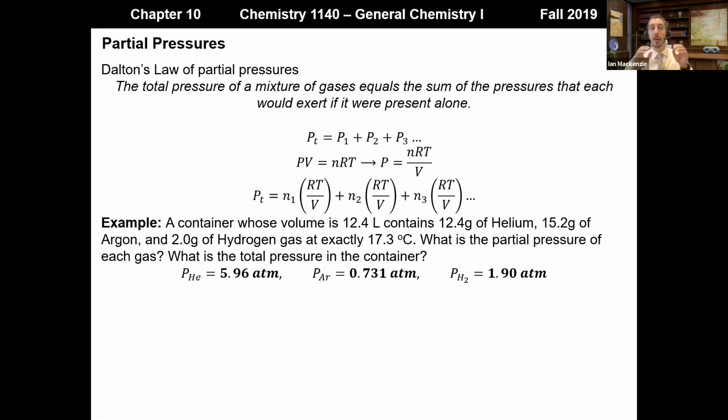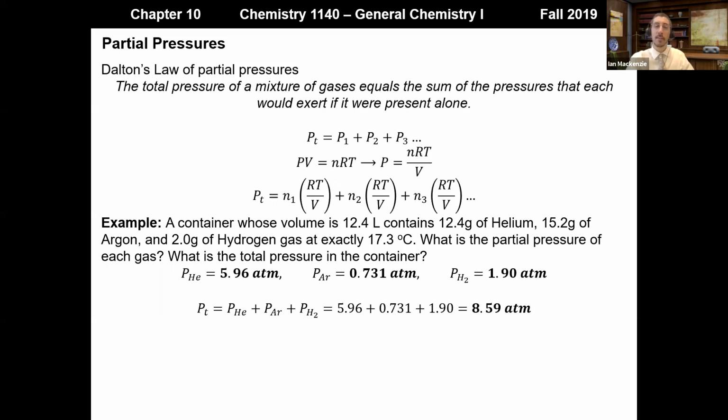So now we have figured out the partial pressure for each gas in this system, just doing standard calculations using the ideal gas law. So what's the total pressure for this container? Well, it's simply the sum of the partial pressures, the sum of those 3 individual pressures. We add all of those together, follow some significant figure rules, and we come out with 8.59 atmospheres for the total pressure of the system. That's essentially how we would use this to calculate partial pressures and total pressure.